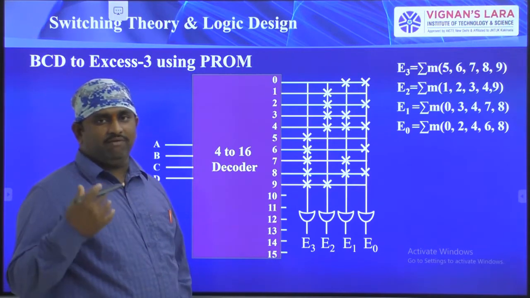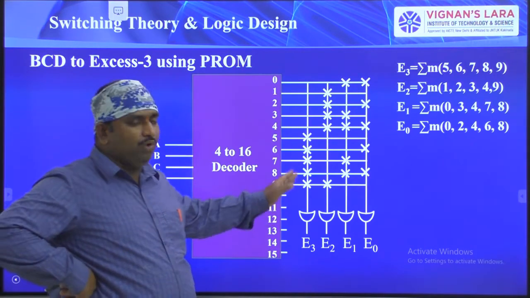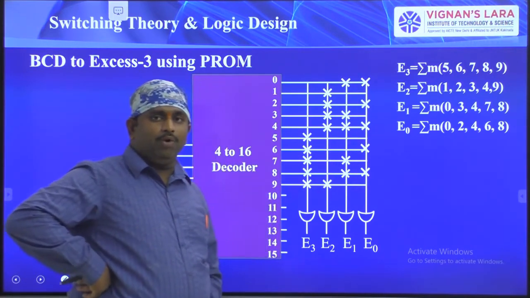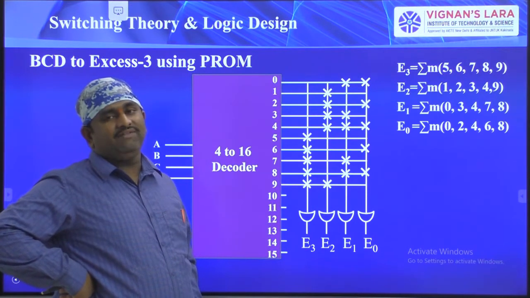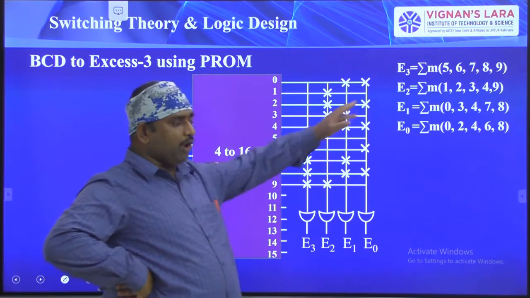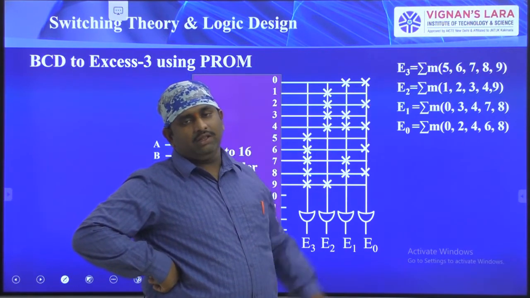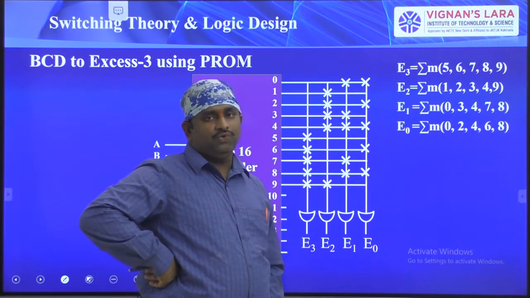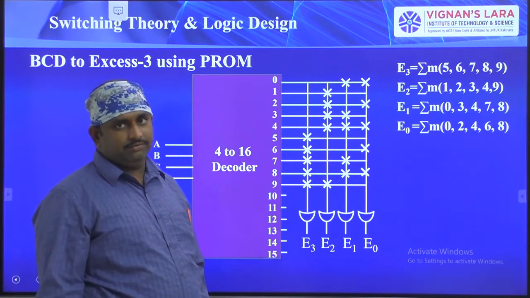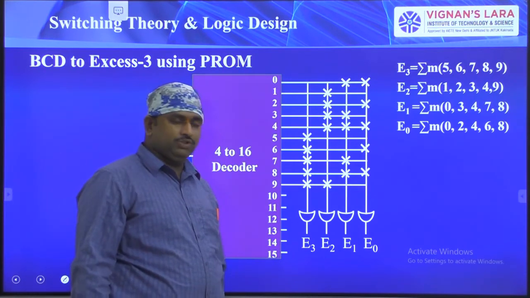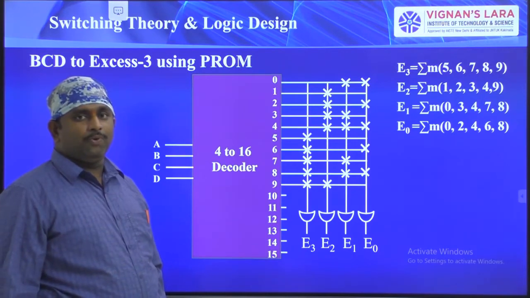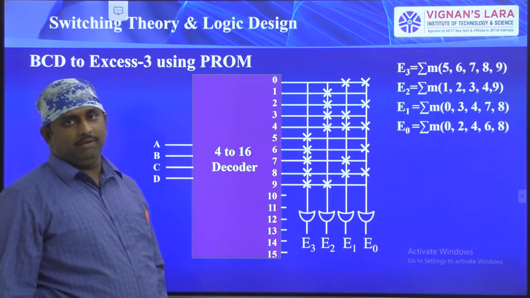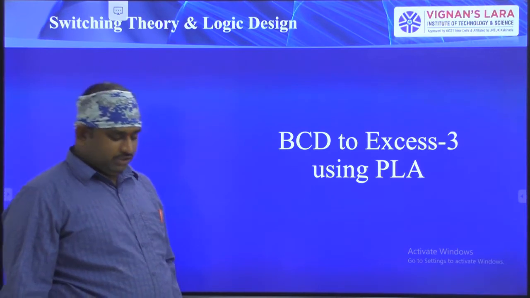So for that reason, we have left them, and we have taken whatever minterms are covered from the conversion table. From that conversion table, whatever functionalities we have written in the form of Boolean functions, those functions we have taken here. Right. So this is the BCD to XS3 converter using programmable read-only memory. Next.